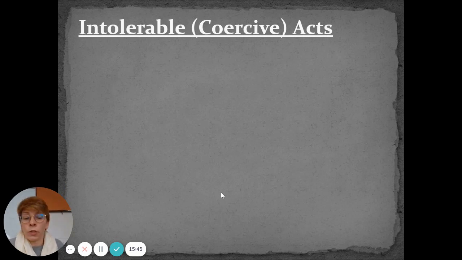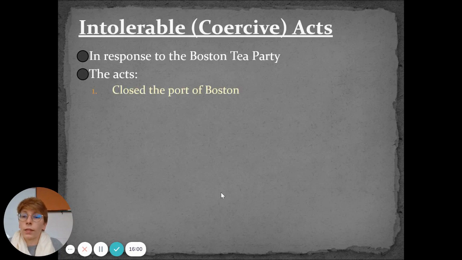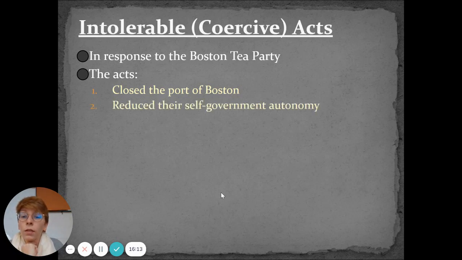So in retaliation, the British were like, fine, this is going to be a punishment for the Boston Tea Party. They put into place the Intolerable Acts, or the Coercive Acts. Essentially, it closed the port of Boston, saying, if you're not going to trade with us openly as the British, we're not going to let you trade at all with anyone.